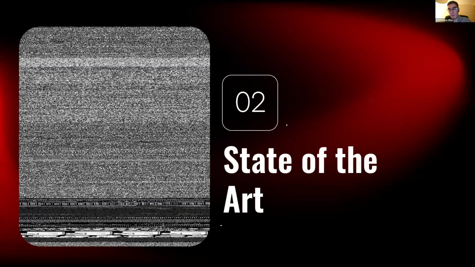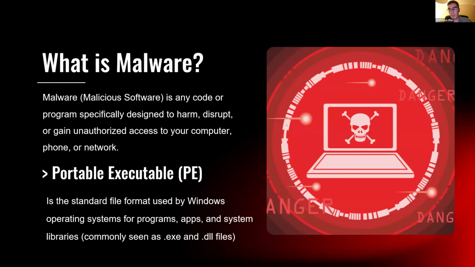As we move into the state of the art, let's quickly establish our scope. We all know the fundamental definition of malware: any malicious code designed to harm, disrupt, or infiltrate a system. But for the purpose of this research, we are strictly focusing on portable executables, or PE files. As a quick reminder, this is the standard file format used by Windows for its programs and system libraries. Most commonly, what you see as your standard .exe or .dll files.